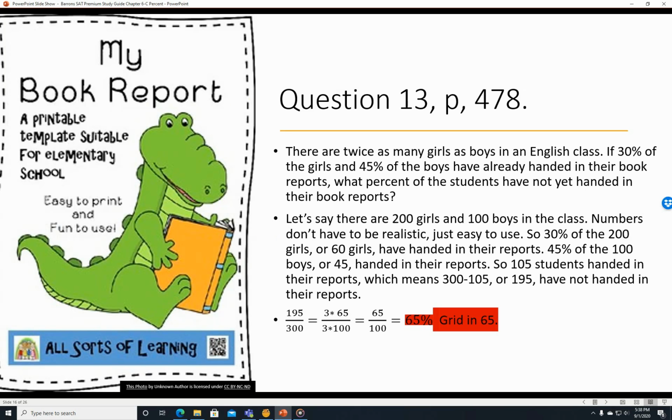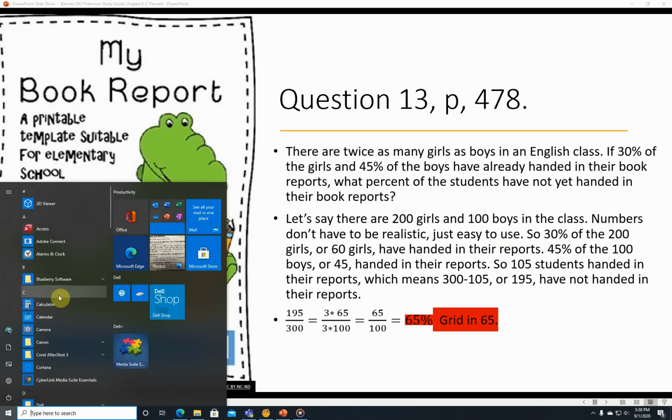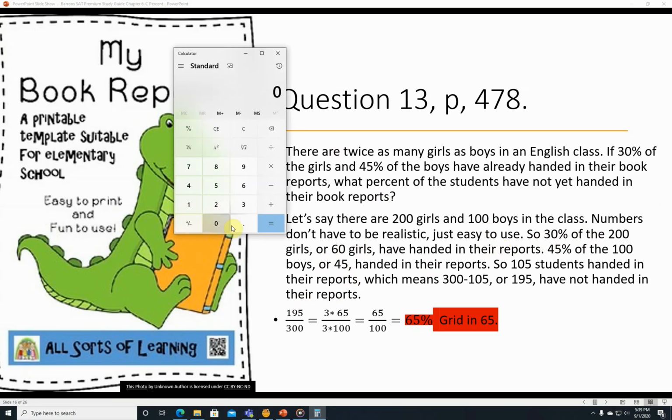Let's say there's 200 girls and 100 boys in the class. So we're going to have 30% of the 200 girls, that would be 60 girls, have handed in their reports. In case you don't believe me, we can check it. 30%, so 0.3 times 200, boom, 60.